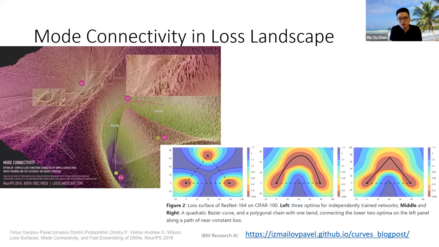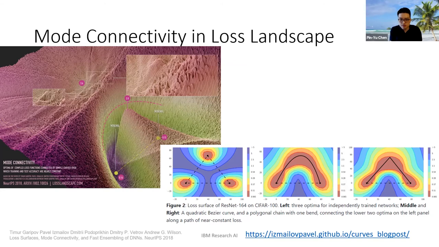And people have shown that when you train a model to convergence, you are basically reaching a local minimum in the loss landscape. And people have shown that if you look at how different local minima connect to each other, there is actually a path that connects two local minima. And when I say connects, I mean along this path, the loss is pretty much constant. So there is like a valley between two local minima, but usually that curve is not a straight line. It's usually some function that can be parameterized by some simple curve functions.